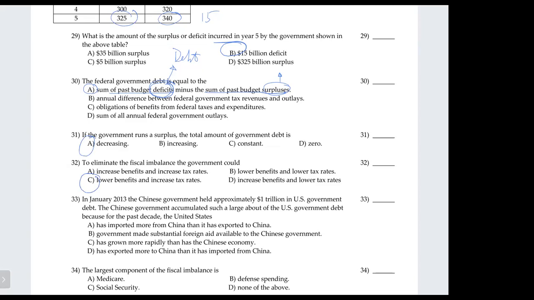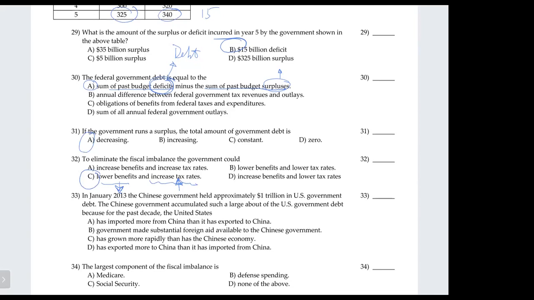Okay. So by lowering benefit or increasing tax revenue. Lowering benefit essentially just reduces the government spending. Increasing tax revenue just increases their income. Right? So that's going to help them reduce deficit or increase surplus. That helps the government deal with their fiscal imbalance. What's fiscal imbalance? That just means their promised spending exceeds the tax revenue they can collect.